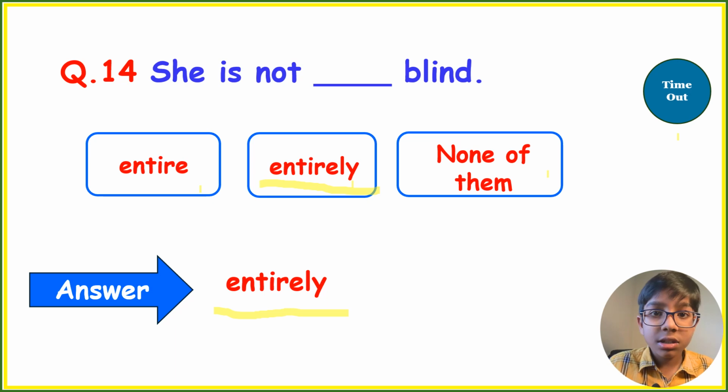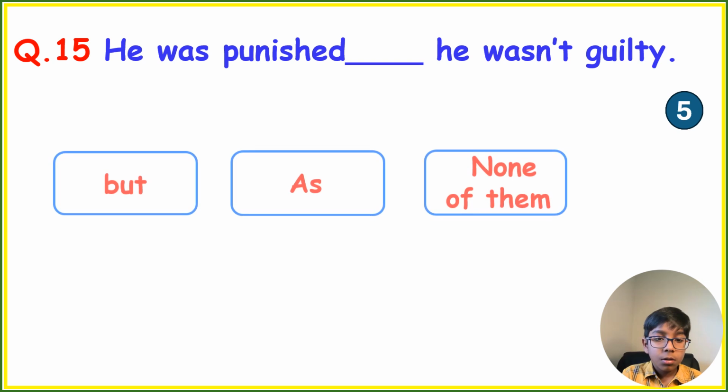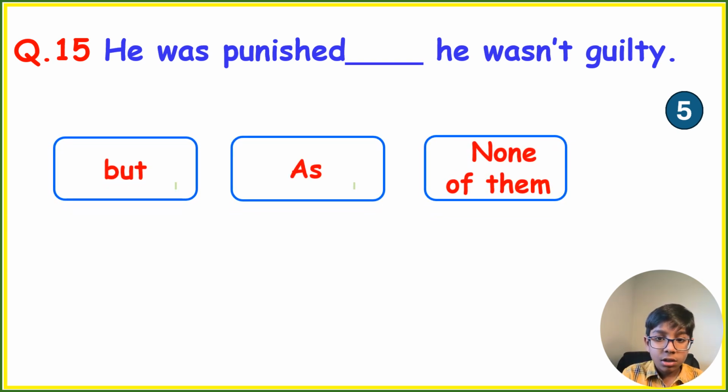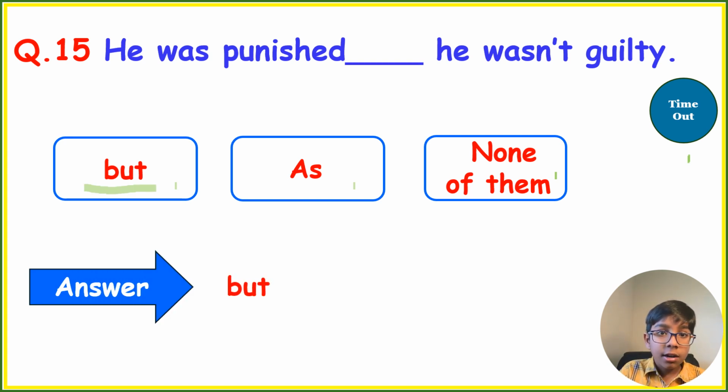Your next question is: he was punished dash he wasn't guilty. But, as, none of them. Your time starts now. And your correct answer is but. Here, but is used to connect clauses or ideas that contrast or are in opposition.